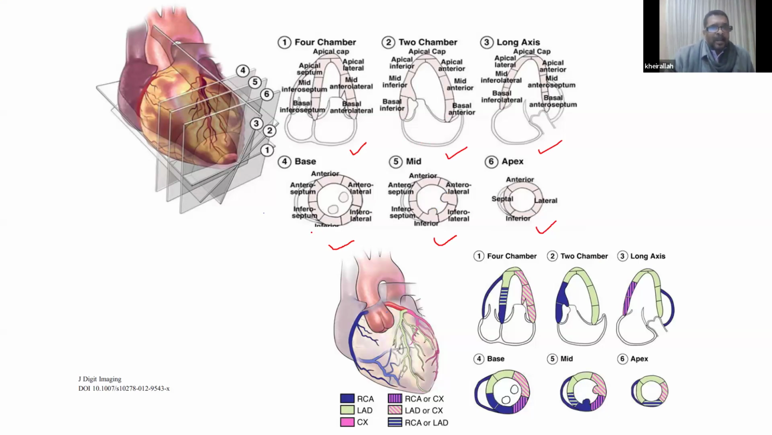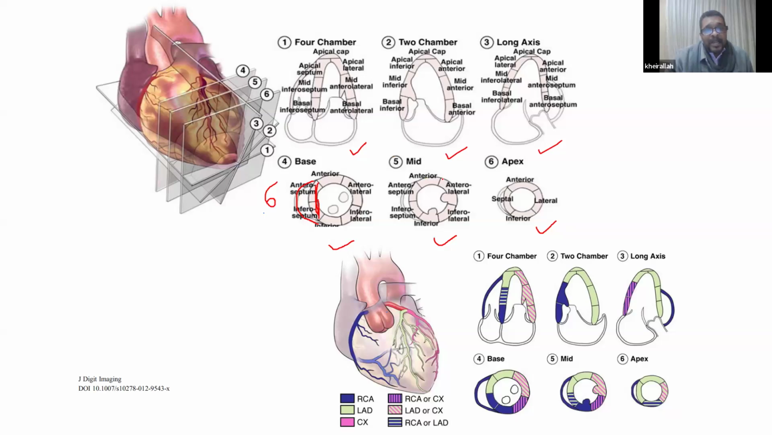Easy by the way, but remember guys, you must memorize it. When we come to the basal level, this one is anterior. So this one is anterolateral, this is inferolateral, this is inferior. And from here to here is the septum, because the RV is on the right side, on the left side. So this is the septum. The septum is divided into two, inferior septum and anterior septum. This is at what level? Basal level. How many segments do I have here? 6. Let's come to the mid.